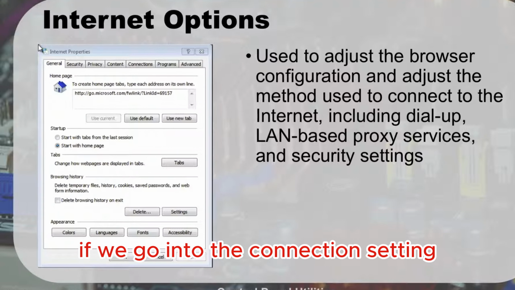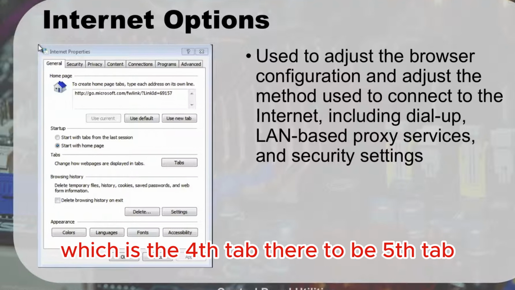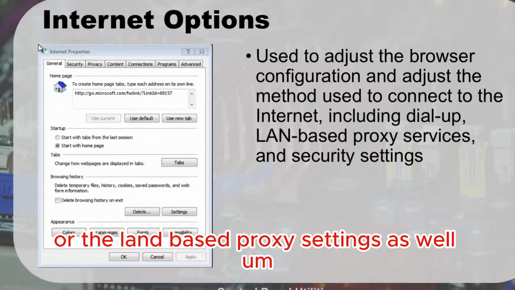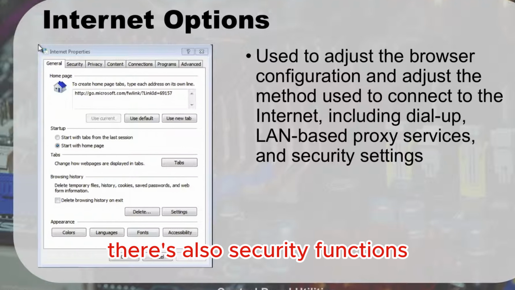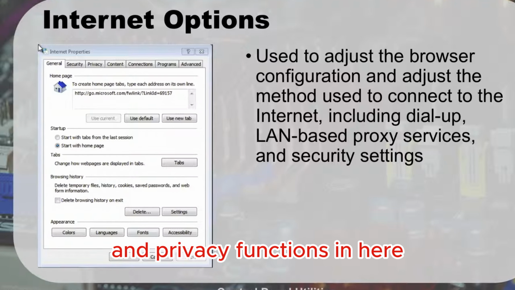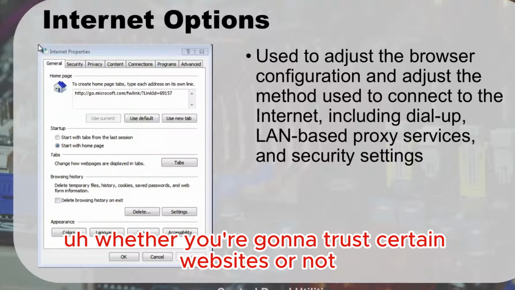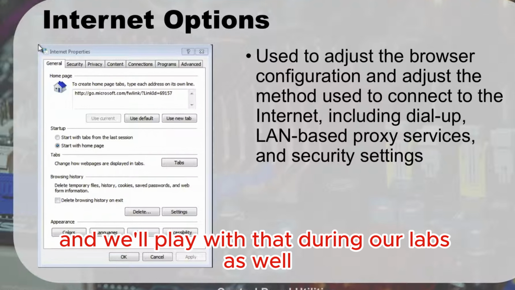If we go into the connection setting, which is the fifth tab, that's where you can change things like the dial-up or the LAN-based proxy settings as well. There's also security functions and privacy functions in here, whether or not you're going to accept cookies, whether you're going to trust certain websites or not. And we'll play with that during our labs as well.